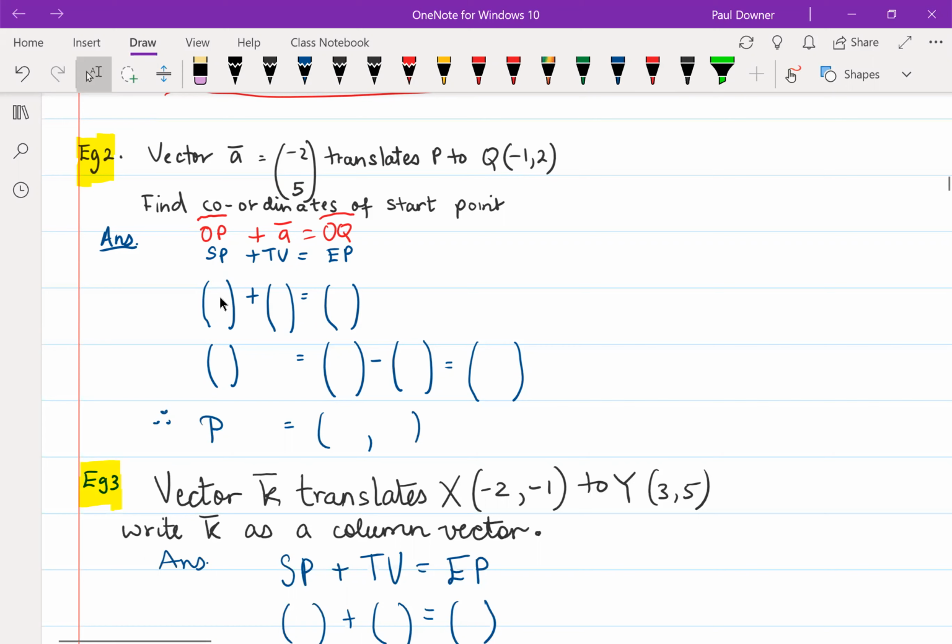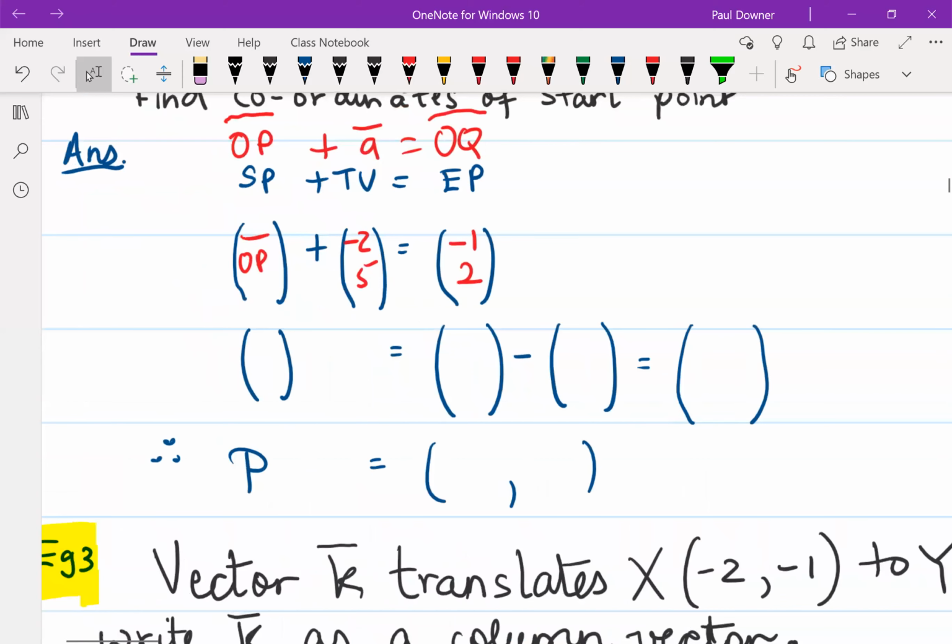So let's see what we can come up with. For OP, we don't have anything for that, so we could write it back as OP. For A, we have a value (-2, 5), so let's put that right there. And for OQ, we have this, (-1, 2). We just have to put it into this vertical format. What we notice is we're missing OP. So what we're going to do is work out what OP would be.